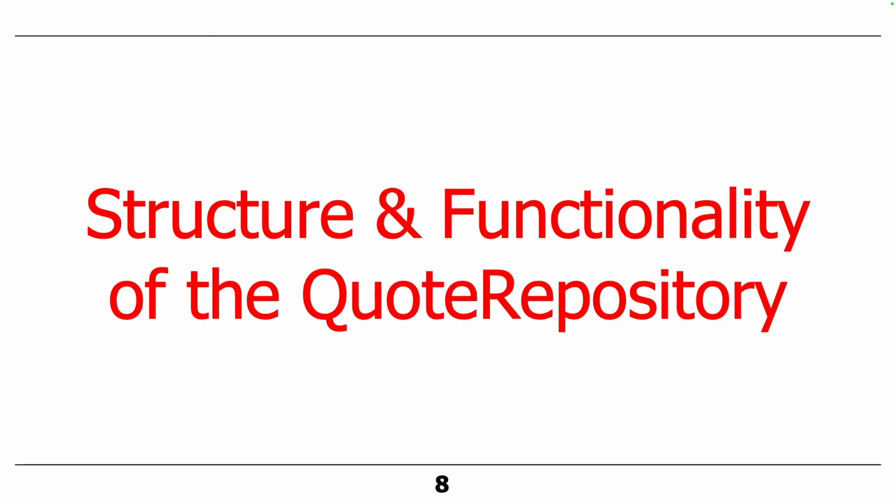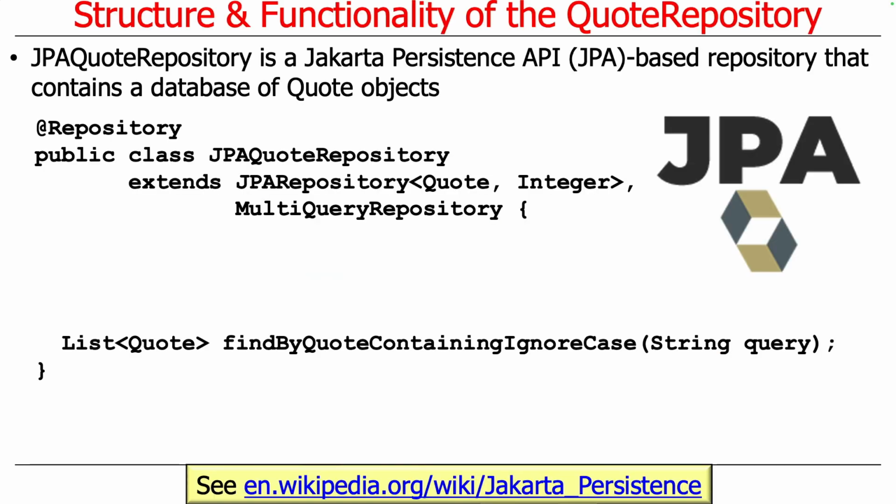All right, so armed with that knowledge about what the Spring Data API is, let's now talk about the quote repository. The JPA Quote Repository is a Jakarta Persistence API-based repository that contains a database of quote objects. Remember when we walked through the code, I said, notice Quote's a class, but it's got all these funny annotations on it. We didn't really talk about those annotations at that point.